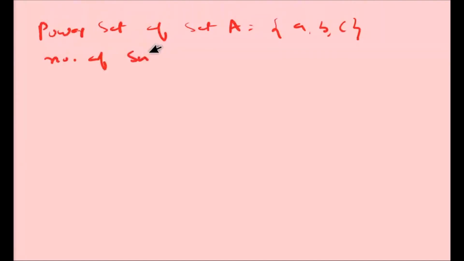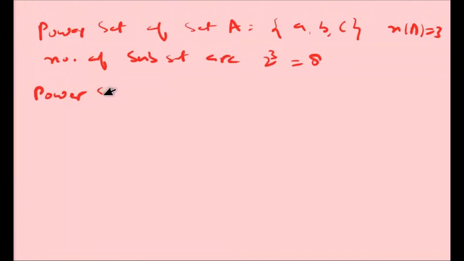If we want to find out the power set of set A, B, C. Okay, the number of subsets is 2 to the power 3 equals 8, since n(A) equals 3. Now the power set of set A can be written this way: P(A). It is the collection of subsets.